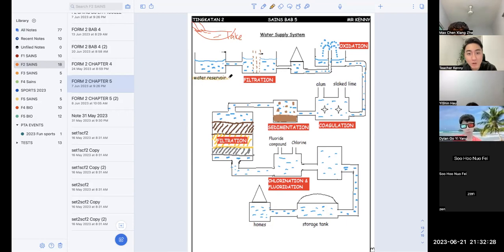Now, I want you to pronounce the name. Listen carefully. It's pronounced as reservoir. Wow, it's a French word. All right, reservoir.